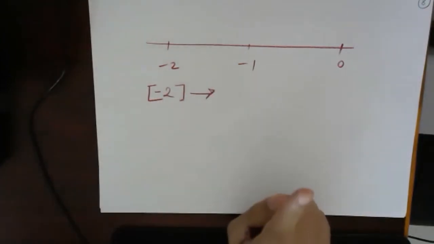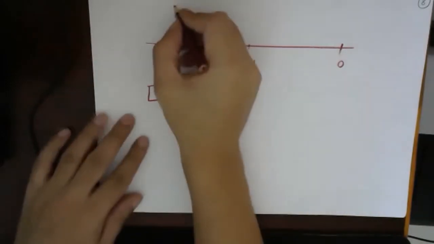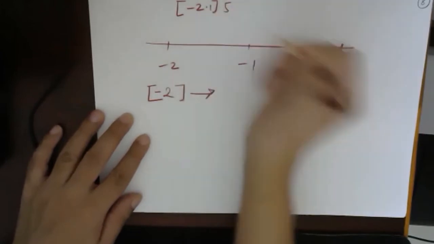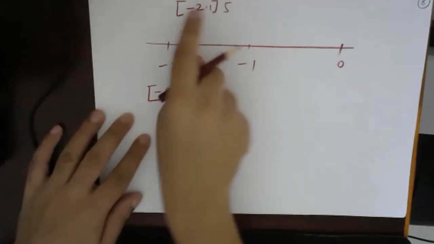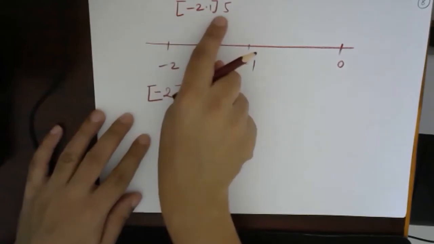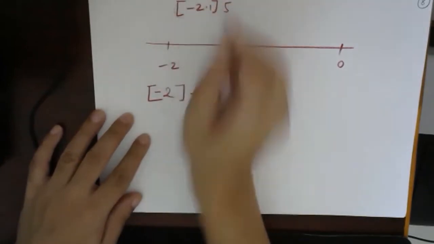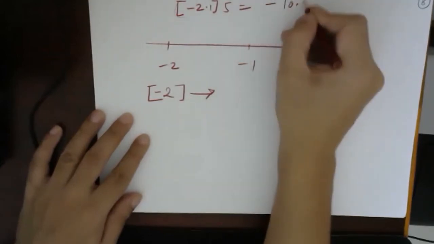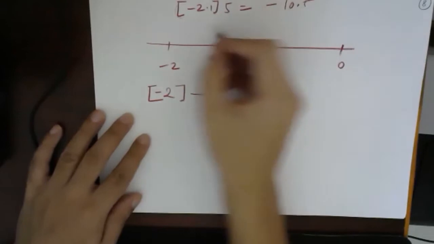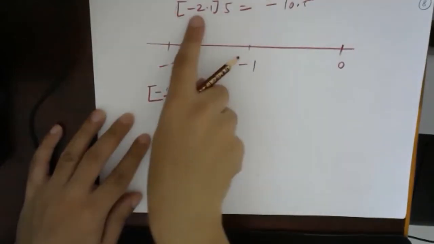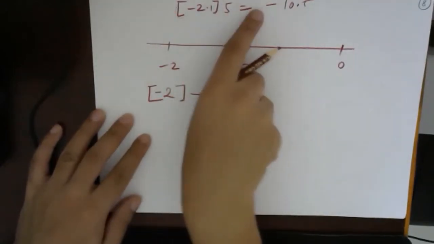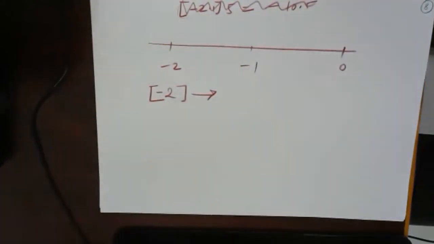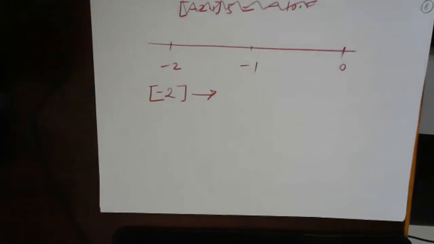If it is not mentioned, suppose I am writing minus 2.1 into 5, and I am not mentioning that this is the greatest integer function, then it will be treated as a normal bracket. So your answer will be minus 10.5. Everybody understood? It will be mentioned if this is the greatest integer function, and only then will you consider it as a greatest integer function. Otherwise it will be treated as a normal bracket. Understood everyone? Yes or no?